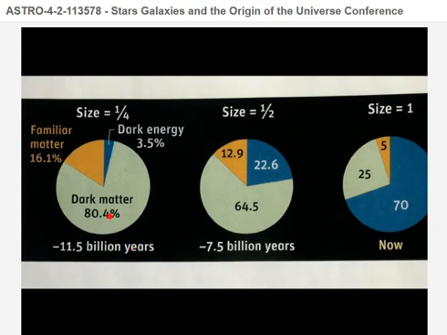So 11.5 billion years ago, dark energy was just a little teeny sliver of the pie, and most of the matter energy content of the universe was in dark matter. But as time goes on, it comes to be a thicker and thicker slice, and now today, it's about 70% of the matter plus energy density of the universe.